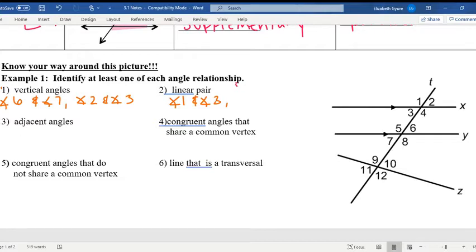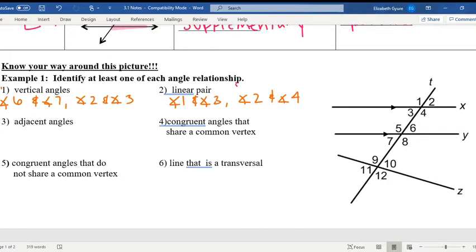Another linear pair? 2 and 4 would absolutely work. That's just on the other side, right? Angle 2 and angle 4 would also work. 5 and 6 would work. 6 and 8, 1 and 2, right? The list goes on. Pretty much anything that's next to each other in this picture could work.